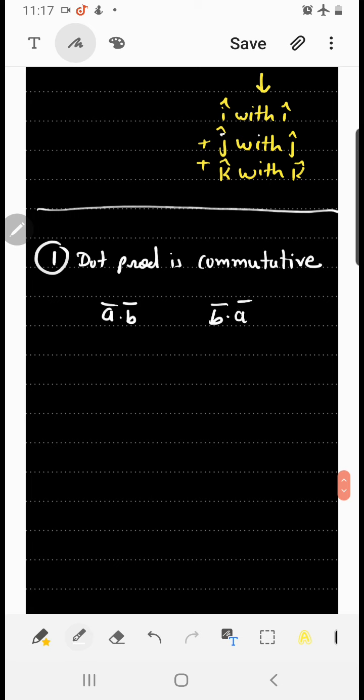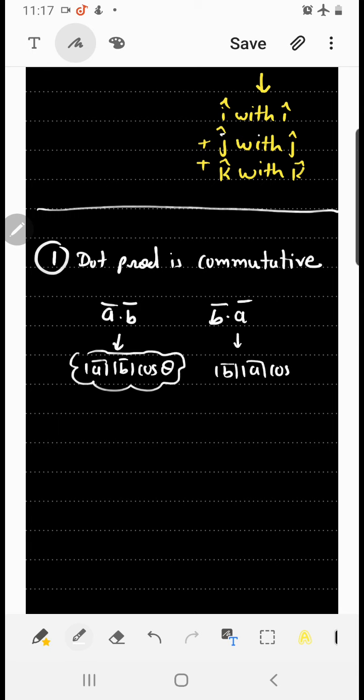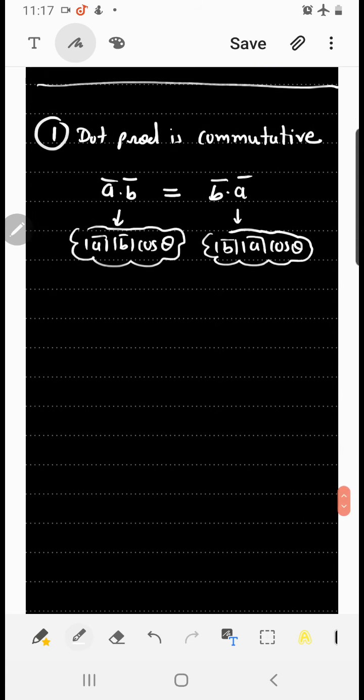A bar dot b bar is mod a mod b cos theta. Similarly, b bar dot a bar is what? Mod b mod a cos theta. Now if you can understand, both mean the same, because we have just changed the order. So your a bar dot b bar is equal to b bar dot a bar. That means in dot product you can interchange the vectors.